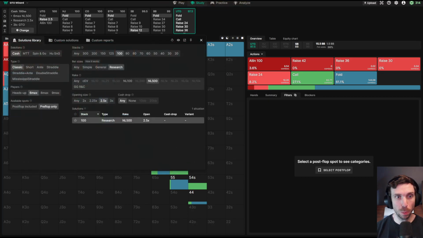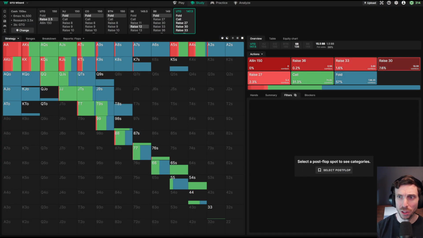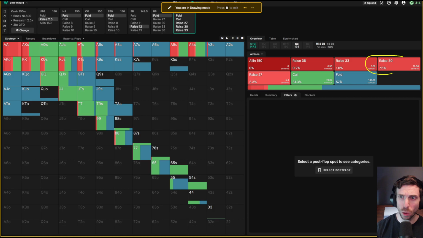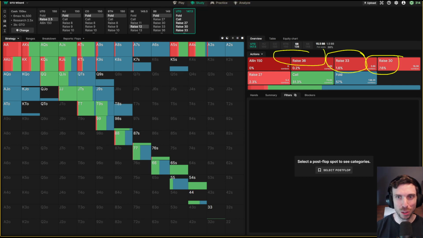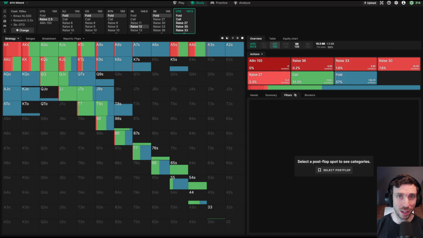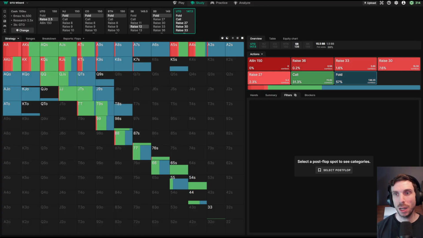This is at 100 big blinds deep. Now, if we up the size to 150, you can start to see the solver wants to use a 30 big blind sizing or even a 33 big blind sizing. However, it's never going to use bigger than a 36 big blind sizing. So we can assume that, again, that was probably a mistake. Also, they had a stack depth of under 150.